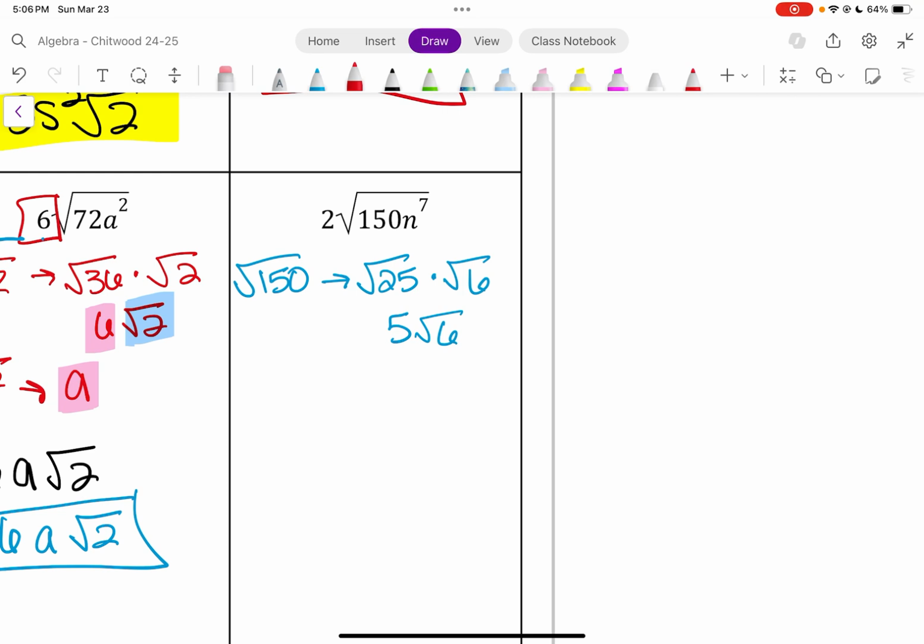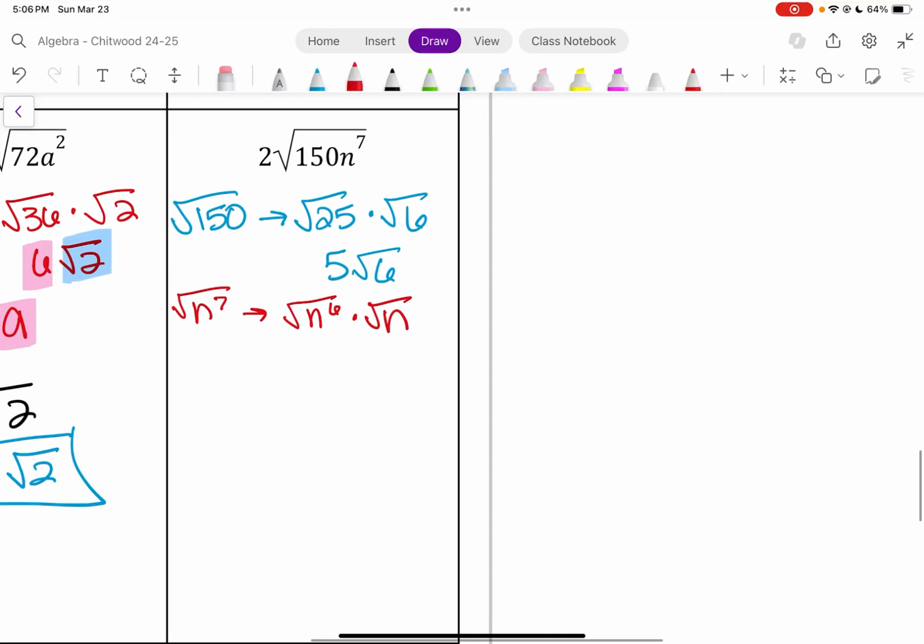Now I'm going to look at my variable. The square root of n to the power of 7, that is not an even exponent, so I have to break it up into the greatest even amount and the odd amount. That would be written as the square root of n to the power of 6 times the square root of n. The square root of n to the power of 6, since that's an even exponent, I'm just going to divide it by 3 and get n to the power of 3 square root of n as my answer for the square root of n to the power of 7.